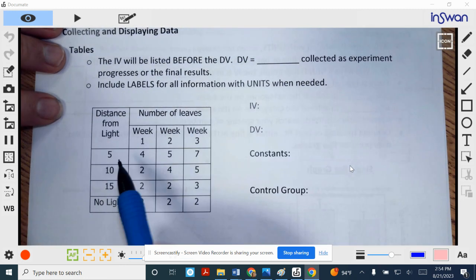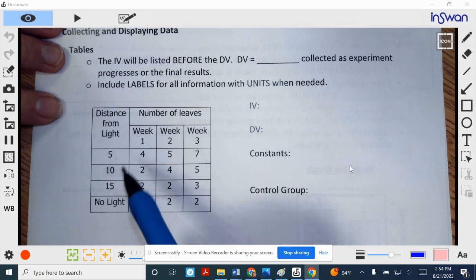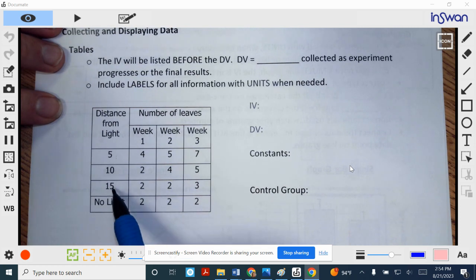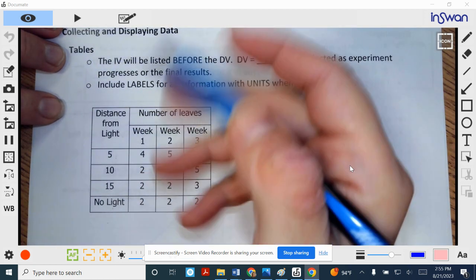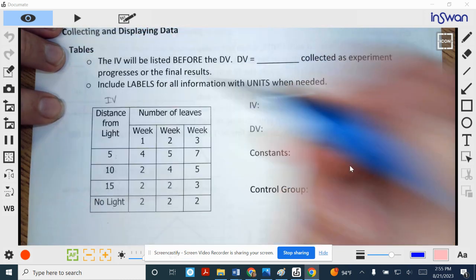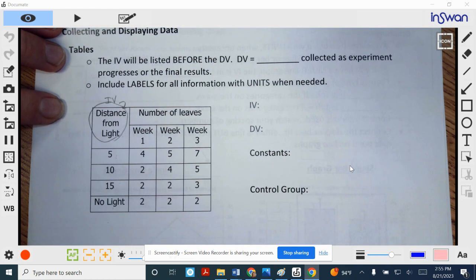So when I look at this table here, it looks like I have distance from the light. So we're going to take a plant, and we're going to put it different distances from the light. And I'd say we're going to do 3 different plants at different distances, and we're going to put a 4th plant where there's no light. And every week, we're going to take our plants and count the number of leaves on each, okay? So I'm varying the distance from the light.